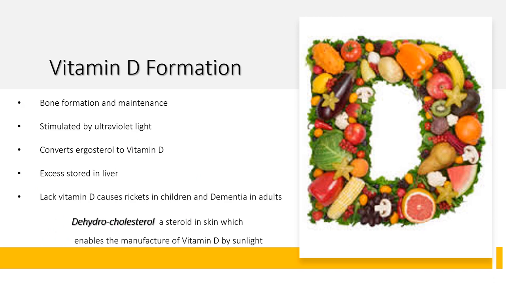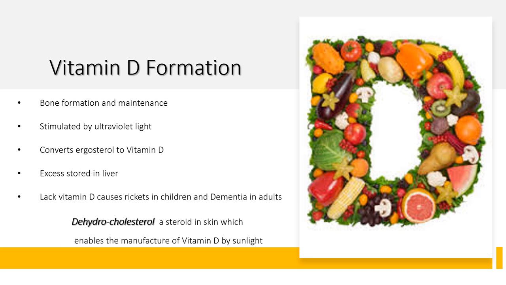Vitamin D is being discovered to be really vital for bone formation and maintenance. Stimulated by ultraviolet light, ergosterol is converted to vitamin D. Excess vitamin D is stored in the liver. Lack of vitamin D causes rickets in children, and now we know that it's vital in dementia that we have plenty of vitamin D.